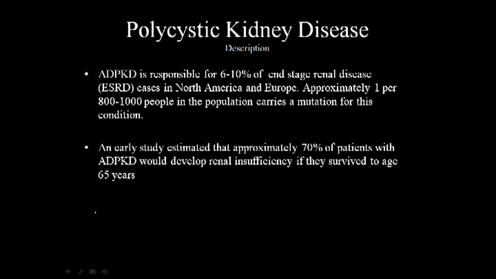From now on, we'll call it autosomal dominant polycystic kidney disease, or ADPKD, and it's responsible for 6 to 10% of end-stage renal disease, or ESRD, cases in North America and Europe. Approximately 1 per 800 to 1,000 people in the population carries a mutation for this condition. So notice that potentially there is a high incidence of people who can carry this around.